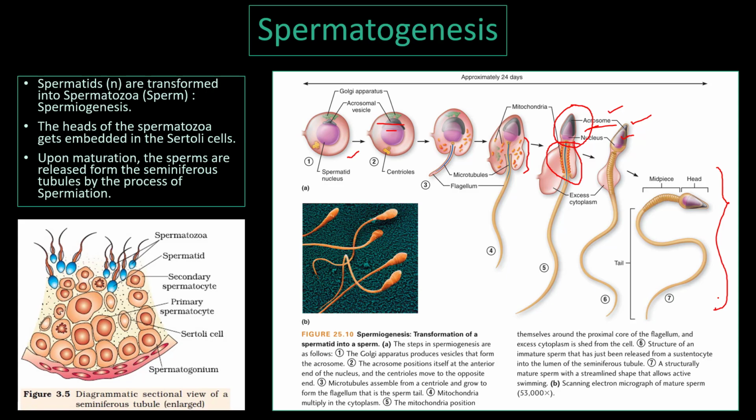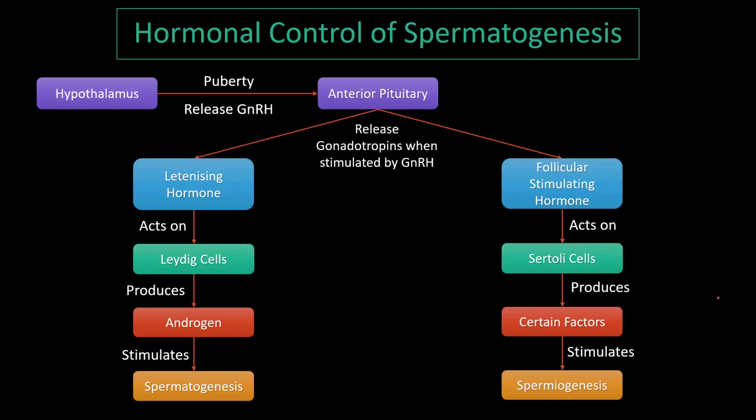Now let's understand what are the hormones that control the process of spermatogenesis. There is the involvement of the hypothalamus. During puberty, the hypothalamus releases GnRH. GnRH stands for gonadotropin releasing hormone. Again I repeat, gonadotropin releasing hormone. And this GnRH acts on the anterior pituitary, and when the anterior pituitary is stimulated by the GnRH, it releases the gonadotropins. So what are the gonadotropins?